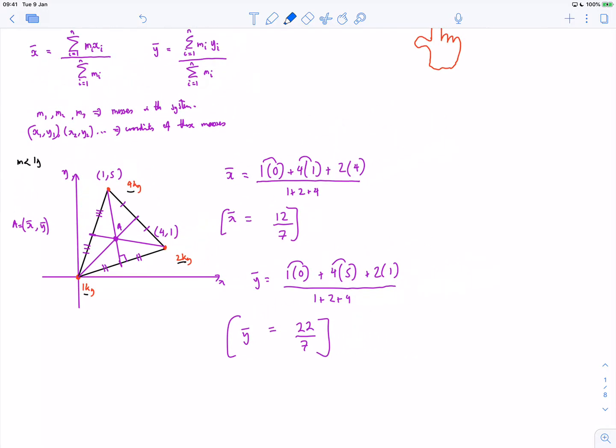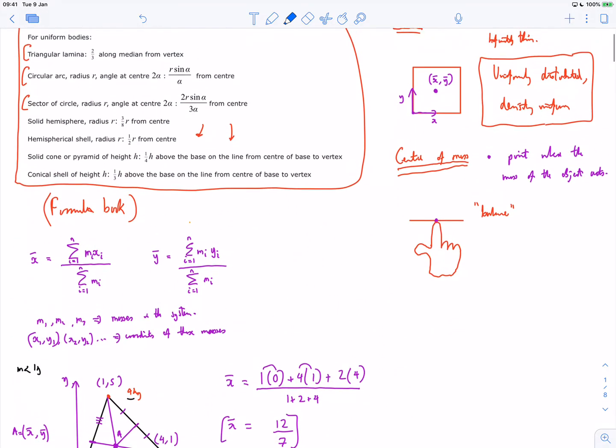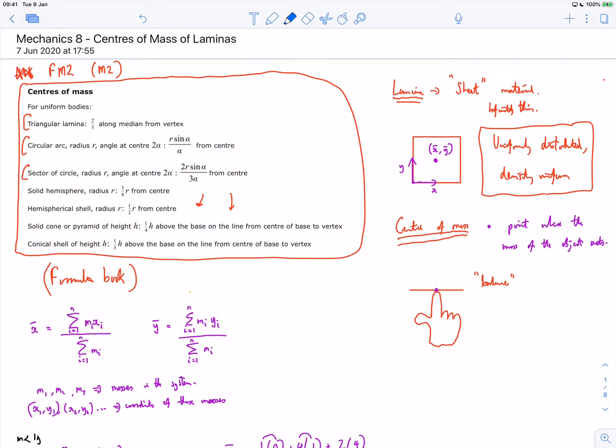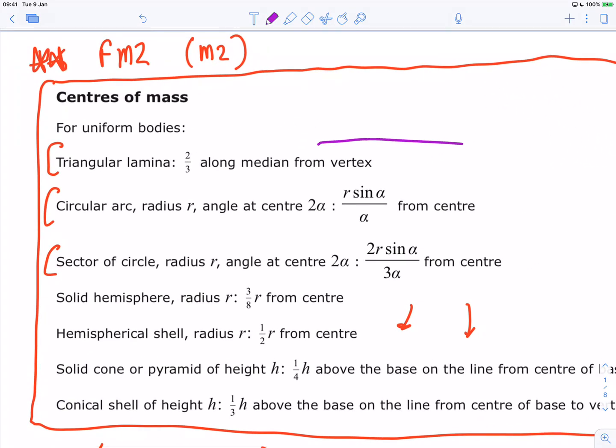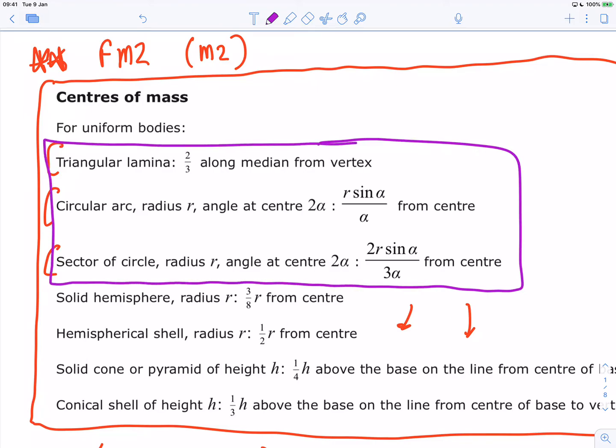To prove that, I'm going to need to use calculus. So we're going to have to save that for the next video. And we've got some other interesting facts here as well, and these are going to be the main ones today. Okay, triangular laminas 2/3 along the median, circular arcs.